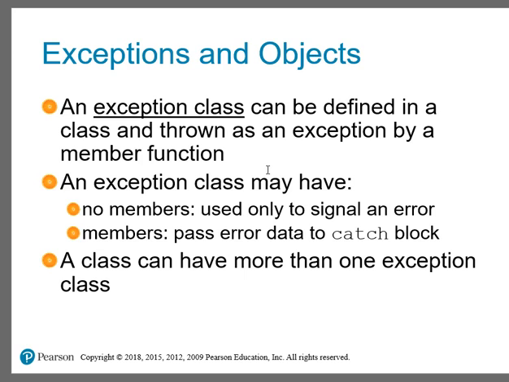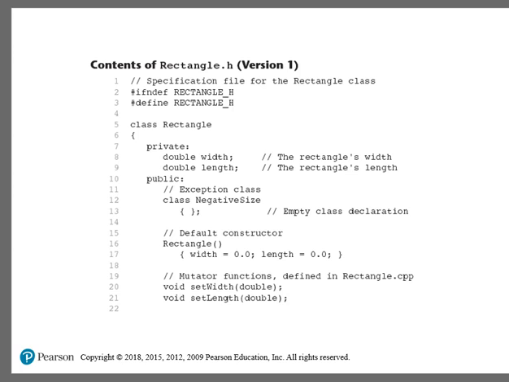Exceptions and objects. An exception class can be defined in a class and thrown as an exception by a member function. An exception class may have no members or members, either one, and a class can have more than one exception class. This is actually talking about an exception class that you might write for your whole entire program.